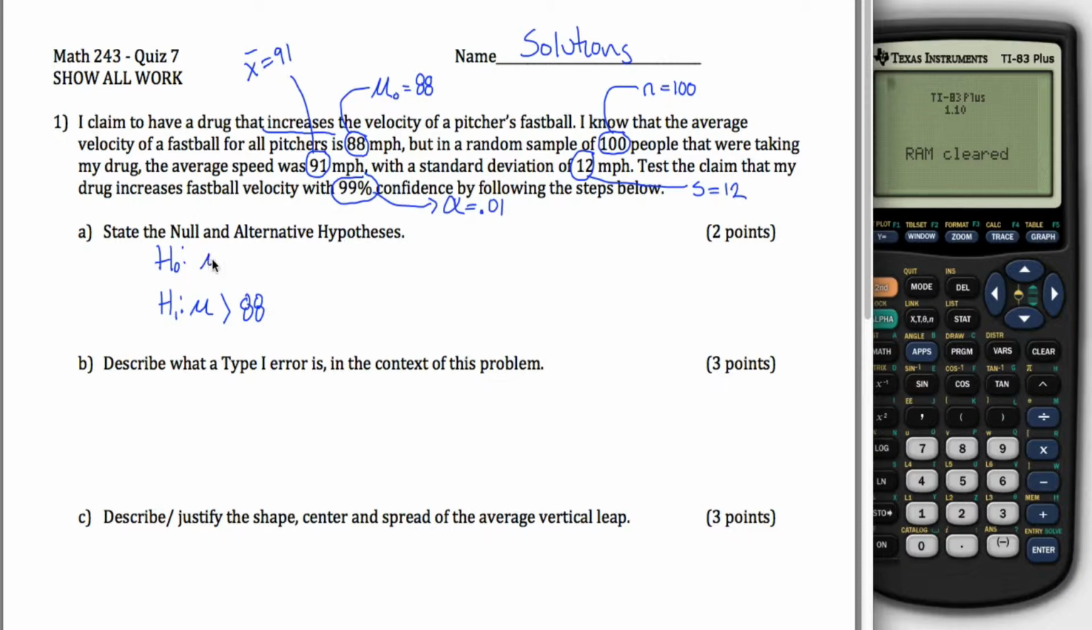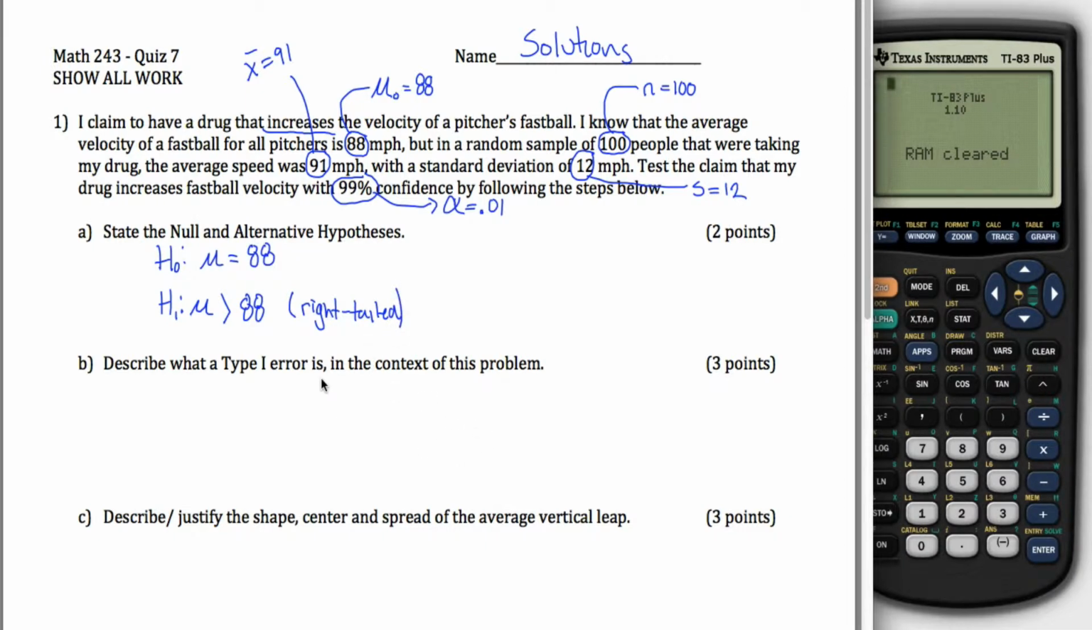My null hypothesis is that my drug doesn't do anything, that mu is the exact same as mu naught. In other words, mu equals 88. Because I wrote greater than right here, I know this is a right-tailed test. You don't have to write right-tailed right here, but I find it helps later on. There's the null and alternative hypotheses.